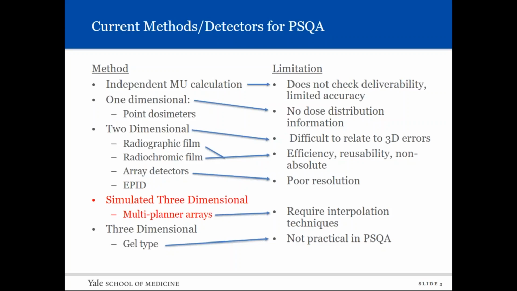The next class of detectors would be the simulated 3D detectors. This includes the Delta4. These detectors measure dose in multiple planes and use this dose to calculate dose in regions of the Phantom where there are no detectors, so it's able to reconstruct and simulate a delivered 3D dose. And since true 3D detectors such as gels have not been found to be practical in the clinical setting, detectors such as the Delta4 represent the highest sophistication of Phantoms that are being used for patient-specific QA.